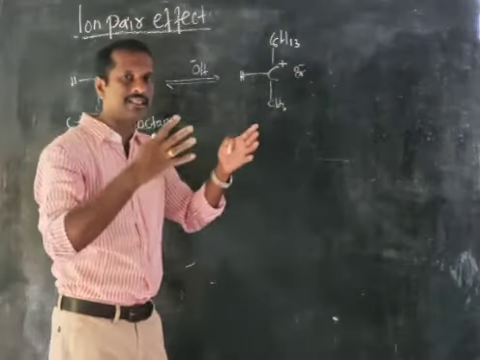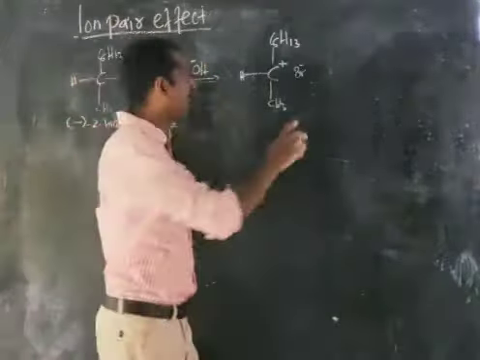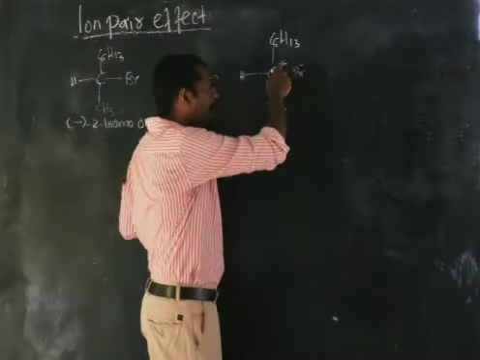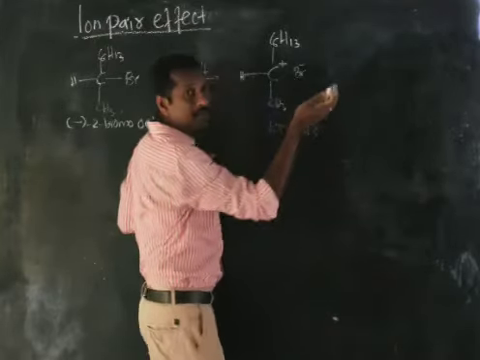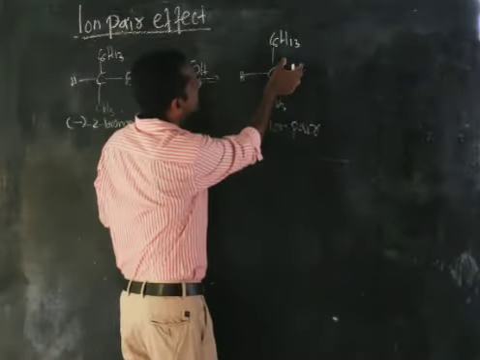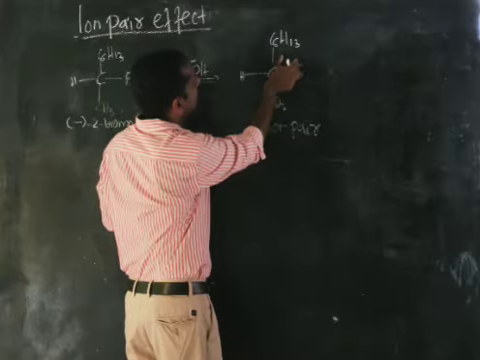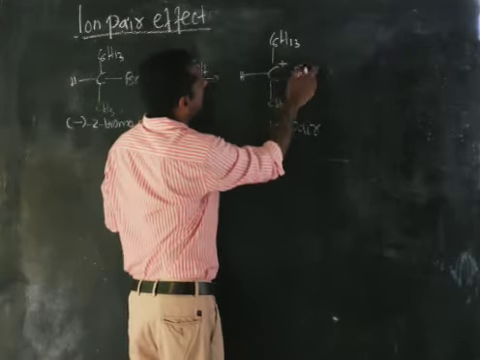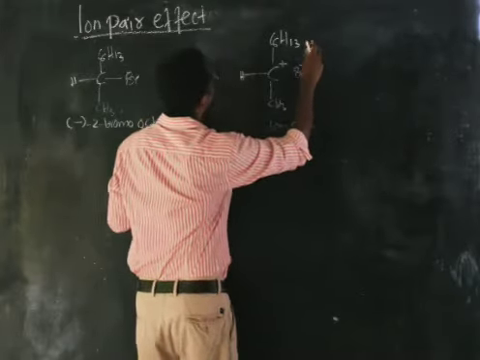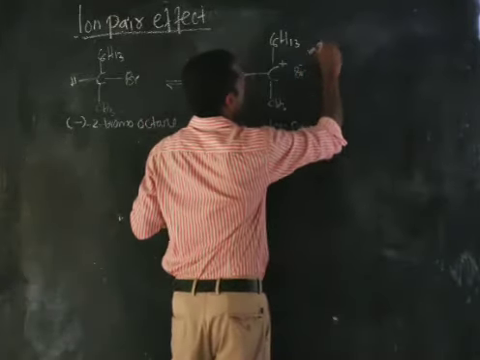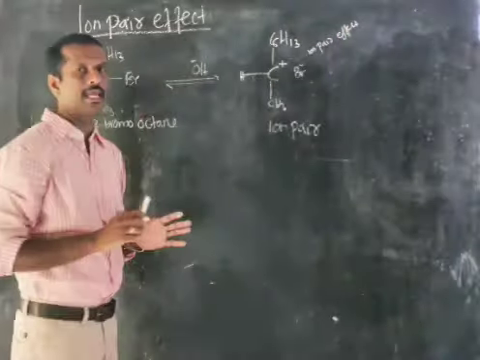This interaction is what is called the ion pair effect. Because of this, it is called an ion pair. What do you mean by ion pair? Ion pair is the interaction between the positively charged carbon and Br minus. This is what is called the ion pair effect. See, once again I am explaining.